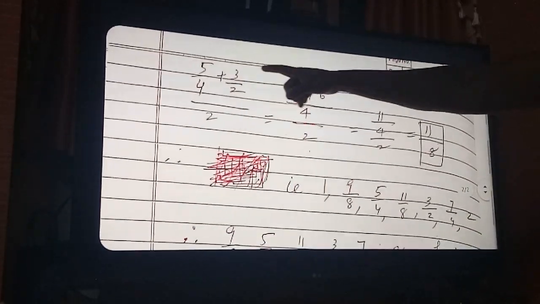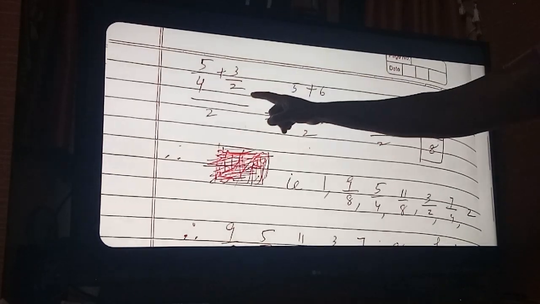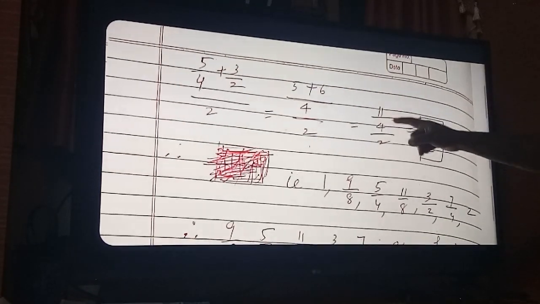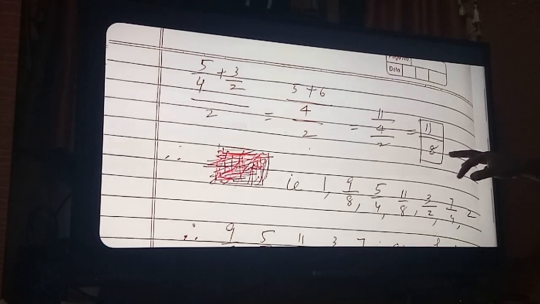Okay, next you see here, 5 by 4 plus 3 by 2. I take the average of these 2. You get the answer 11 by 8. Now you have the last number also.